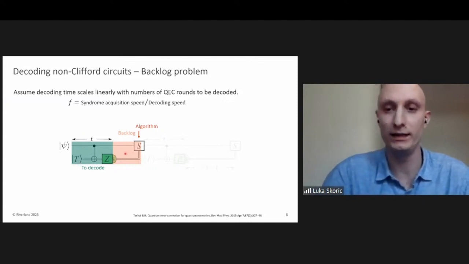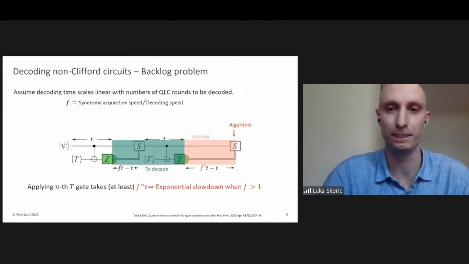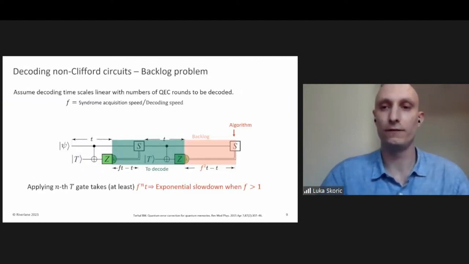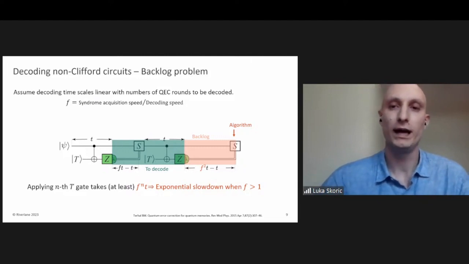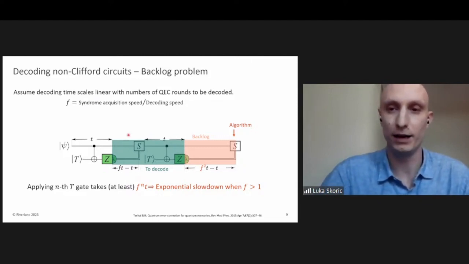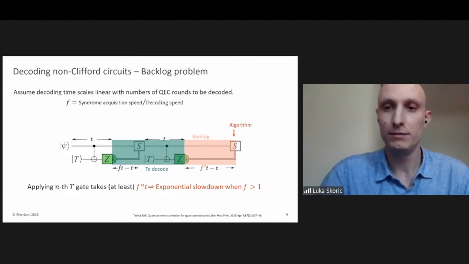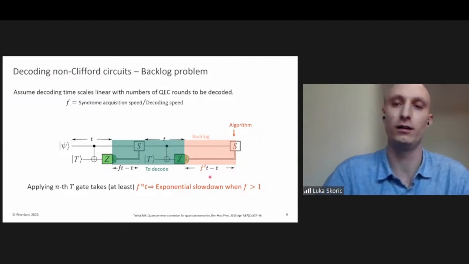And while we're waiting here, more data is being added to our backlog because our logical state is idle and we still need to do error correction on it and constantly collect the data. So in the next step, when we want to apply the following non-Clifford gate, we now need to decode all the data in the backlog and then all the new data coming from the repeated circuit. This means that we will have to wait for classical feedback for a factor of F longer before we can apply the next S gate.